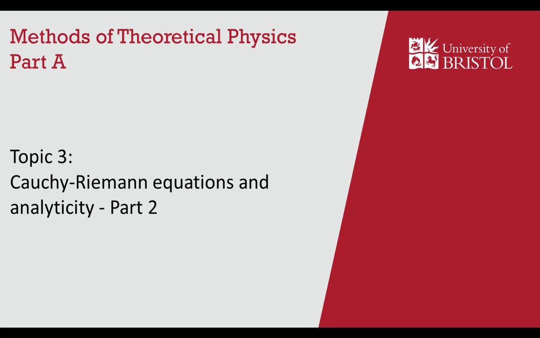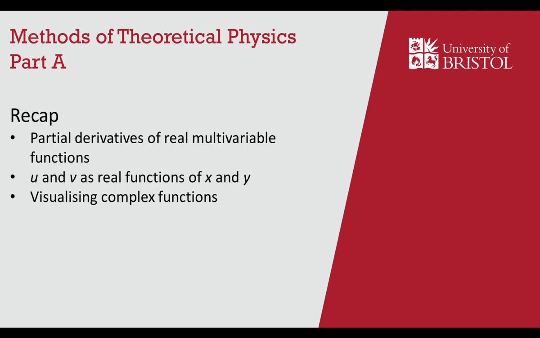As a quick recap of the previous video, we looked at how to define partial derivatives of real multivariable functions. In particular, we defined these as limits for changes in one of those multiple variables. We then found that for some complex function, its real and imaginary parts u and v can be thought of as real functions of the variables x and y. And lastly, we looked at various ways of visualizing the action of complex functions.